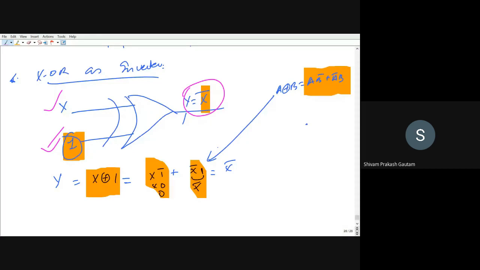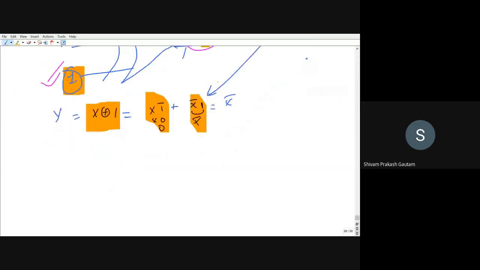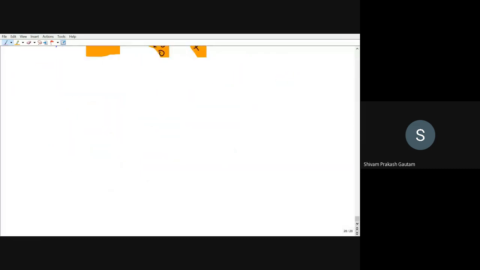Okay. Now we will see some of the properties of the XOR gate. Properties of the XOR gate. The first is, A XOR with 1 will be equal to A bar. This is the first property. If you XOR any variable with 1, the output we will be getting is the complement of the variable. You can prove this as well.